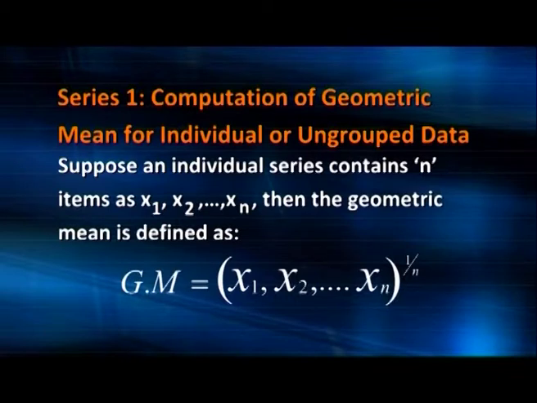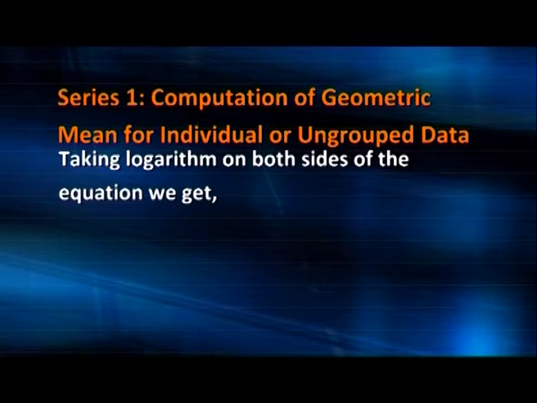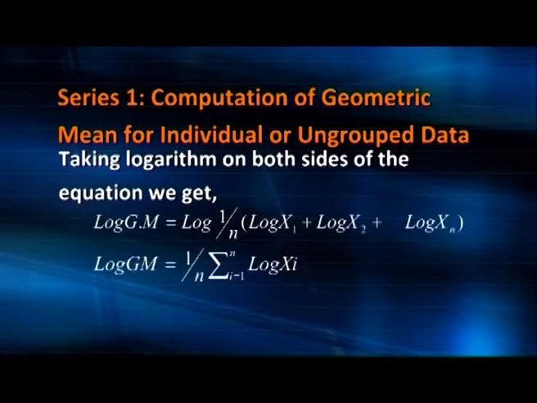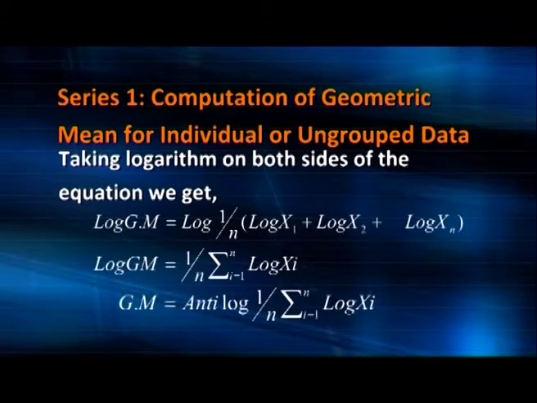the variables. Taking logarithm on both sides of the equation, we get log of geometric mean is equal to 1 divided by n multiplied by log of x1 plus log of x2 plus log of x3 plus so on to log of xn, which is equal to the total value of the logarithm of x variable divided by n. Thus, the geometric mean is equal to antilog of the total value of the logarithm of x variables divided by n.